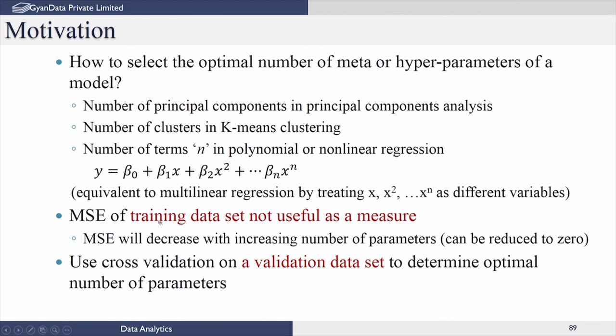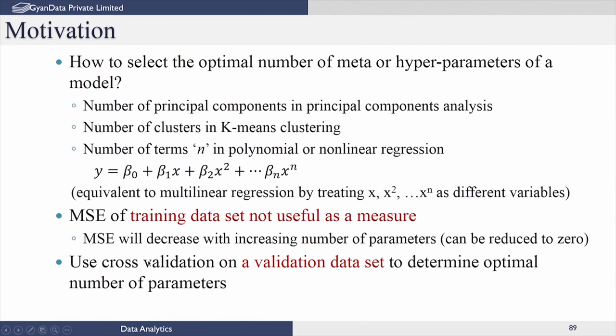So you might think the mean squared error of the training data is useful as a measure for finding the optimal number of parameters, but that is not true, because as you increase the number of parameters, if you keep adding higher order terms, you will find that the mean squared error decreases. Ultimately you can get the mean squared error to decrease to 0 as you increase the number of parameters. This is called overfitting. You can always get the mean squared error of the training data to 0 by choosing a sufficient number of parameters in the model. Therefore you cannot use the training data set to find the optimal number of parameters to use in the model.